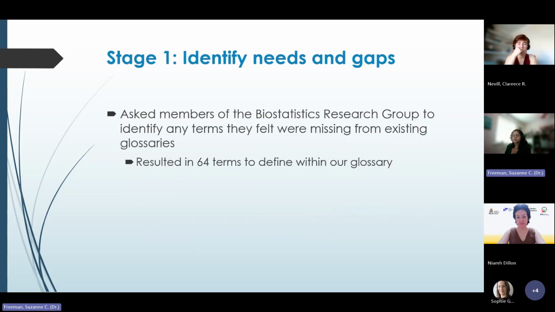So having identified those 5 glossaries, we went back to our biostatistics research group colleagues and asked them to identify the terms that they felt were missing from the existing glossaries. So these would be terms that would be beneficial to their statistical methodology research projects that didn't currently exist. This resulted in a list of 64 terms for us to define within our glossary.